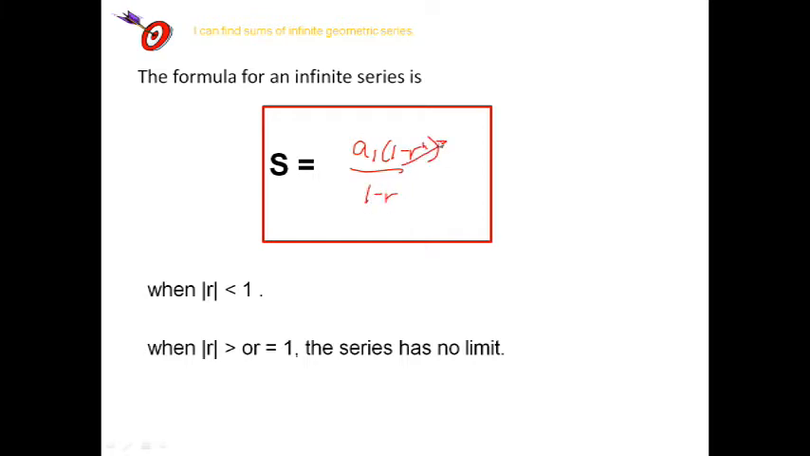Well, if r is less than 1, this approaches 0, and so we get a much simpler formula, which is a1 over 1 minus r. Remember, r has to be less than 1. Actually, the absolute value of r is less than 1. That makes sense. When the absolute value is greater or equal to 1, the series will have no limit.